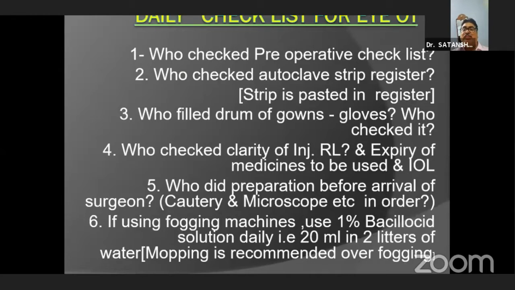This is a very important checklist: daily, weekly, and monthly. The daily checklist records who checked the pre-operative medicine, who checked the autoclave and strip register, who filled the drum, who checked the clarity of the injection, and who did the preparation of the patient. These are important things. We should check them daily.